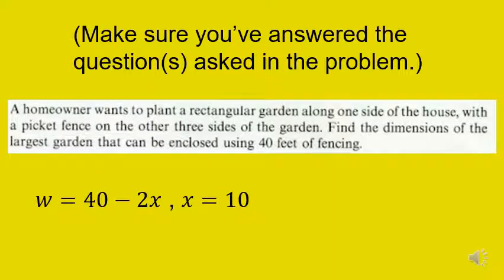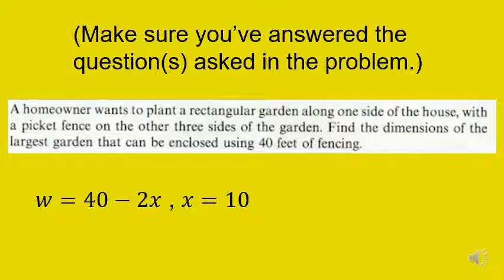When I put this up originally, I had a line there that said, make sure you've answered the questions in the problem. And so if I go back and look at the problem, it says find the dimensions of the largest garden. And the key word there is dimensions, plural. That means I need to know both the width and the length. And so far, I figured out that one of the dimensions is 10. I need to find both of those, though.